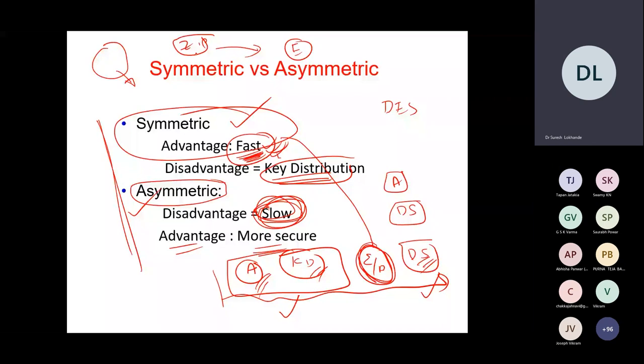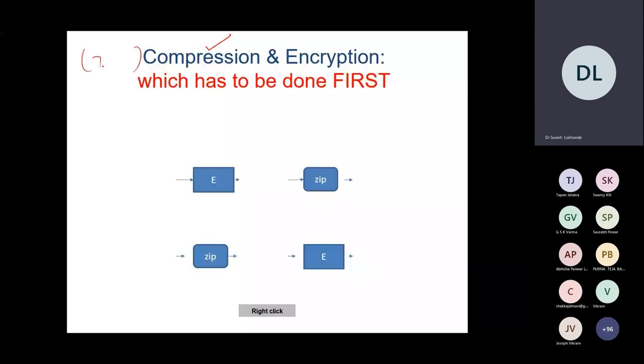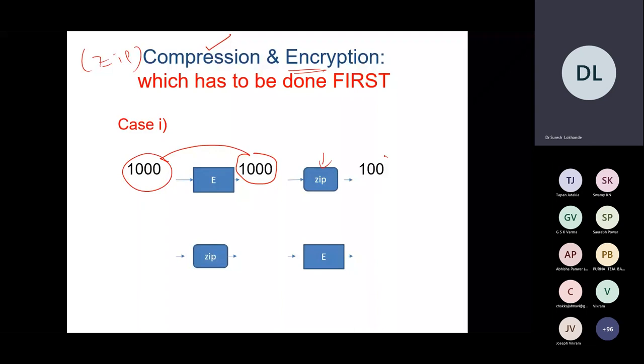Or should I do the encryption part first? For that, I have simply taken some numerical values, case number one. Encryption: 1000 bits have become encrypted into 1000 bits. Then I have applied the Lempel-Ziv algorithm, which is a compression algorithm, and it has become 100 bits.